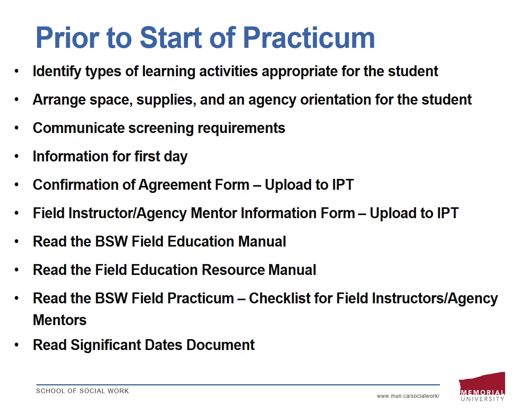The academic program assistant for field education will send you a confirmation of agreement form. You can complete that and upload it to IPT. If you're a new field instructor or agency mentor, they will also send the field instructor or agency mentor information form to you. This document can also be uploaded to IPT. It is helpful to take the time to read over the BSW Field Education Checklist for field instructors and agency mentors, the significant dates document, as well as the BSW Field Education Manual and the Field Education Resource Manual. These documents will be a resource for you during the practicum.